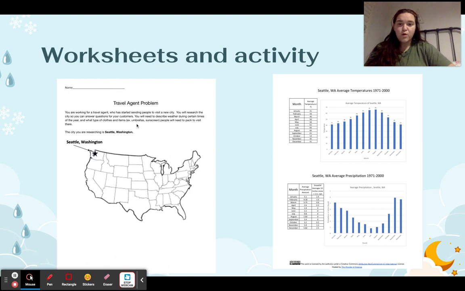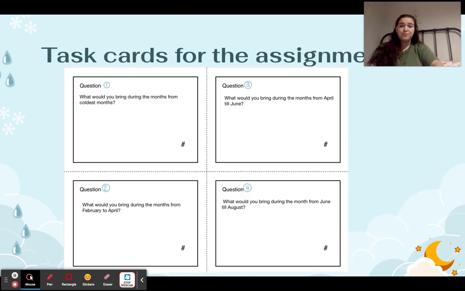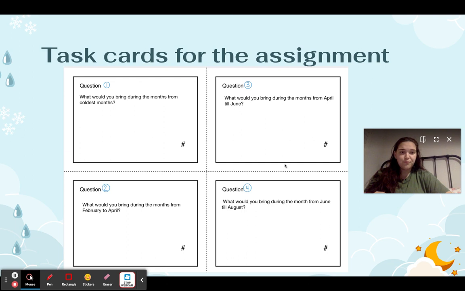On the worksheet, it says that they are a travel agent. They have to answer questions for their customers. They will have to describe weather during a certain time of year, like what type of clothes and what items people have to pack when they visit that certain city. So that brings me into my task cards.